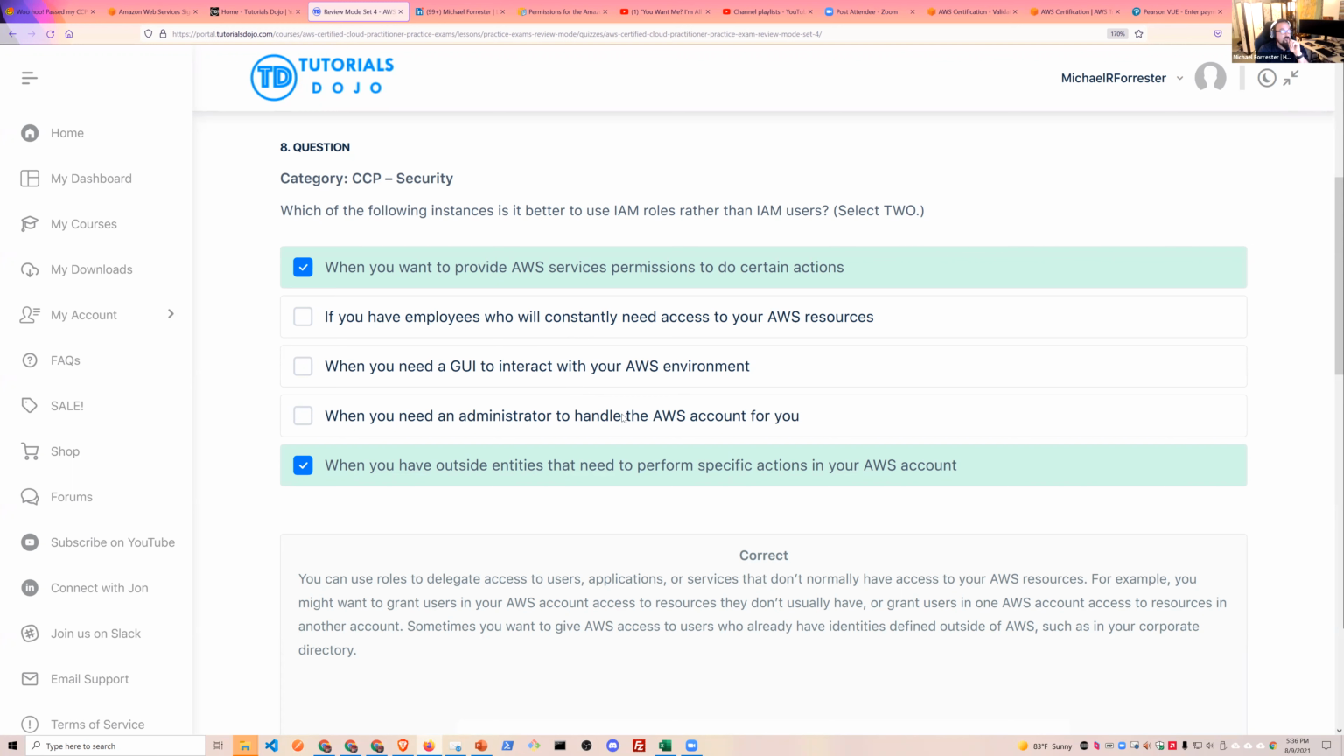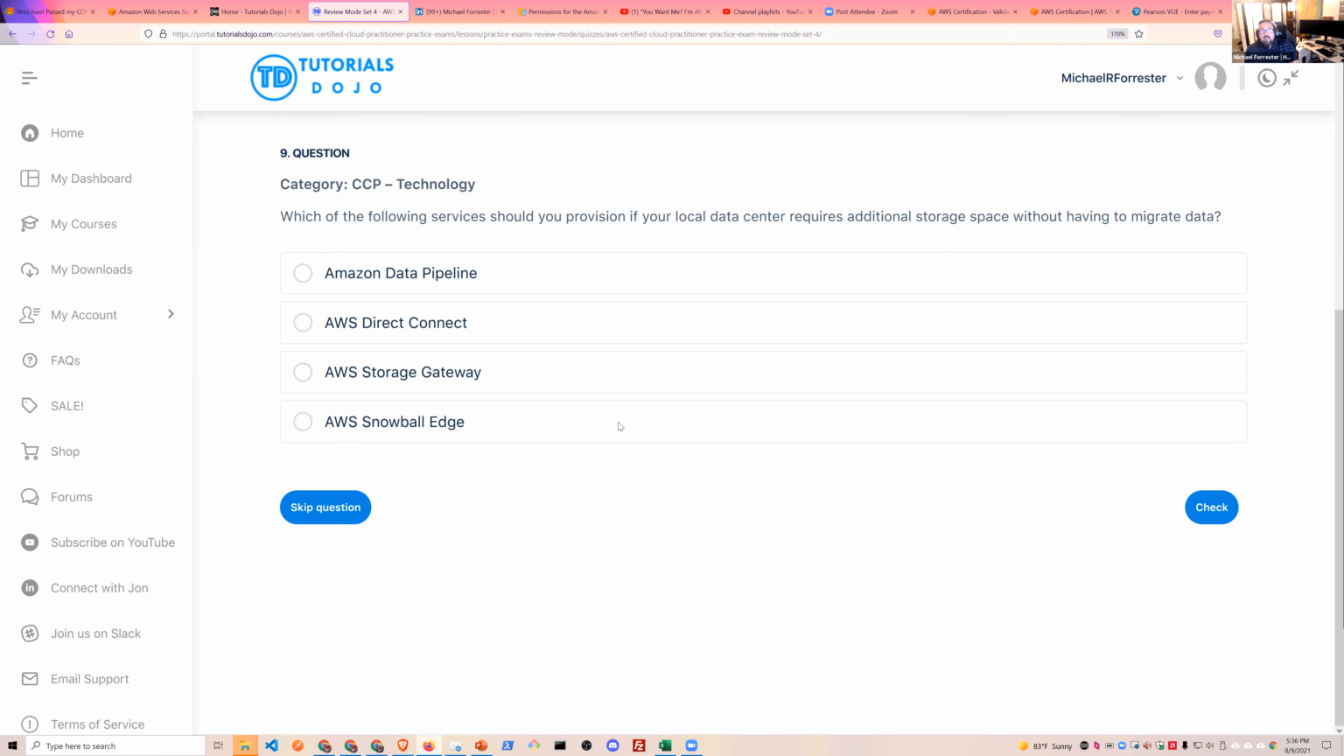Which of the following services should you provision if your local data center requires additional storage space and you don't want to migrate data? I'll give you a hint: which of these services can act as a living proxy for AWS storage services in your data center? Because that's what they're saying, basically.